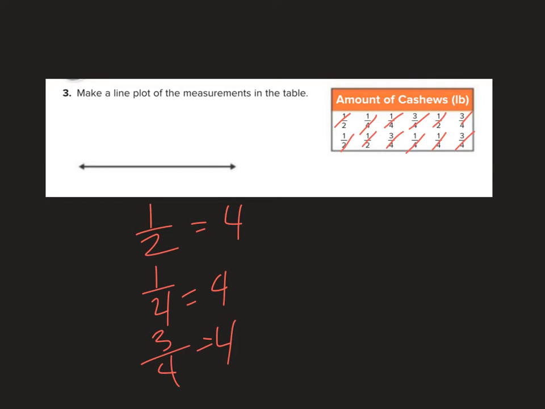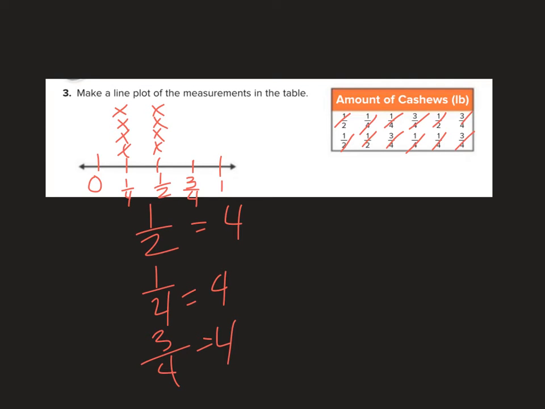Okay. So if this is 0, this is 1. My half is going to be in the middle. And then remember, halfway between 0 and 1/2 is 1/4. Halfway between 1/2 and a whole is 3/4. Okay, so how many halves do I have? 4. And how many fourths do I have? 4.